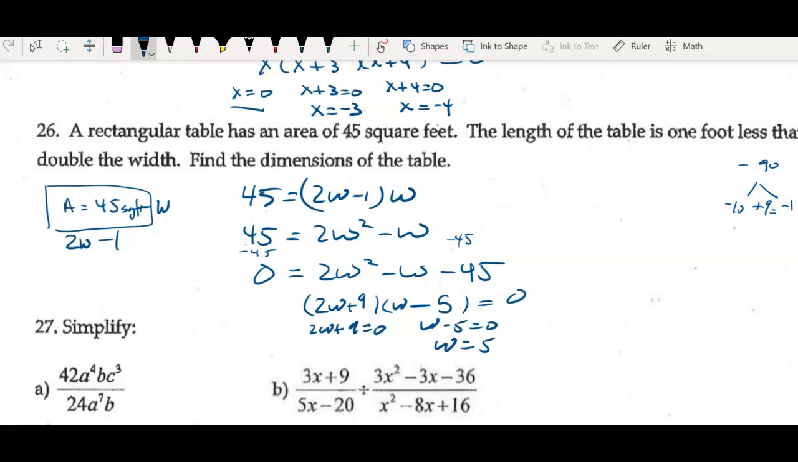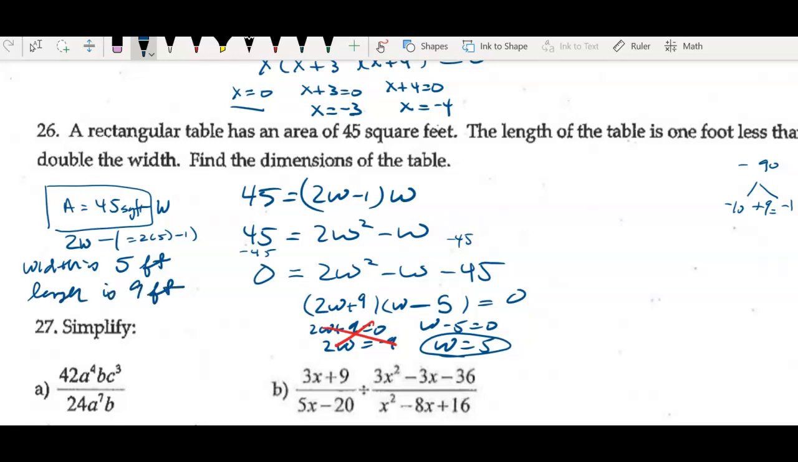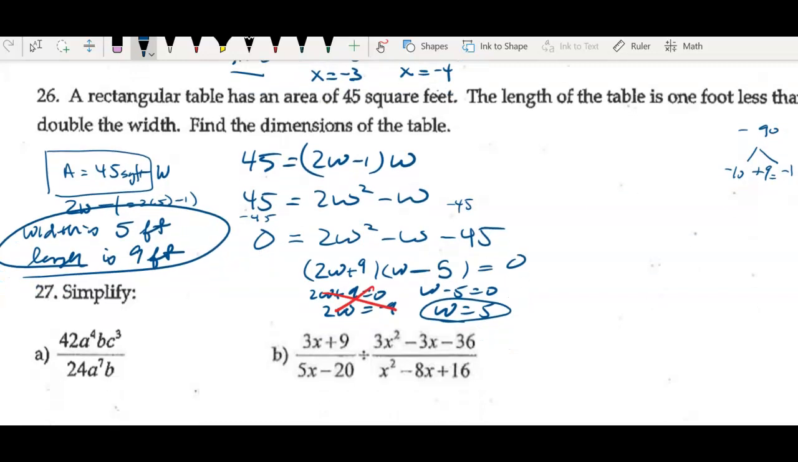This is going to give me a negative. You cannot have a negative width. You simply cross that one out. This is the one I want. The width is 5. And then let's see what the length is. 2 times 5 minus 1. 10 minus 1 is 9. And we're done.